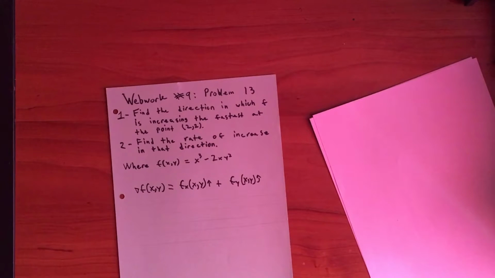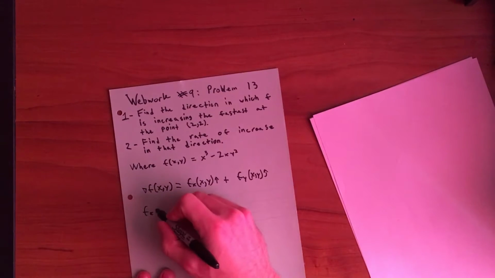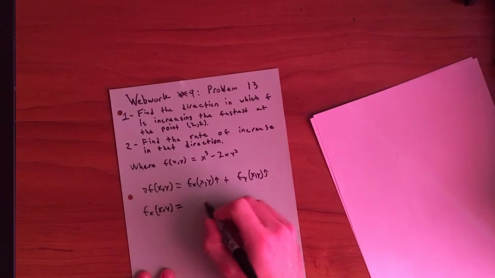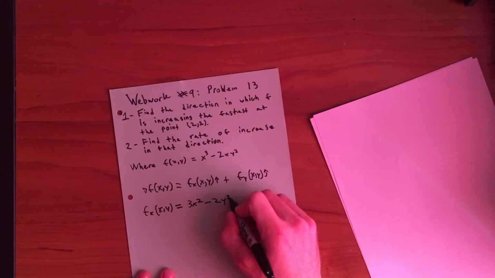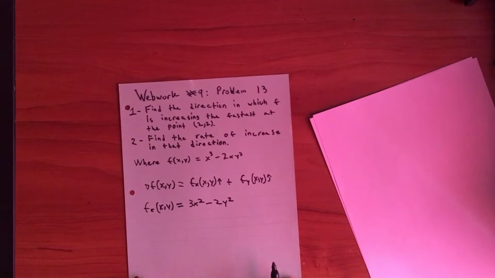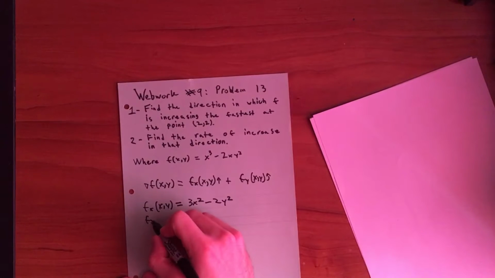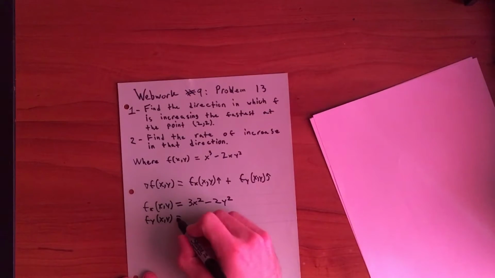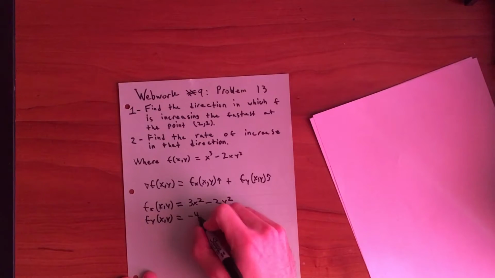Well, obviously we're going to have f of x, y, so the derivative with respect to x, and that's fairly easy to find. That's just going to be equal to 3x squared minus 2y squared. Fairly easy to find, not a lot of explanation there. And then for the derivative with respect to y, we don't have to worry about this term, that's just equal to 0. It's going to be negative 4xy.